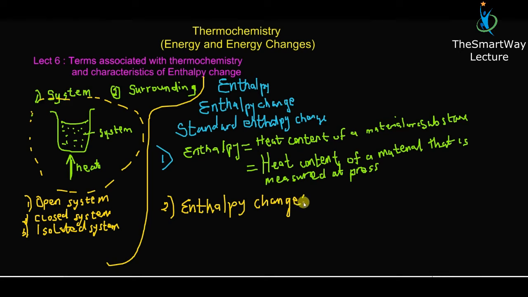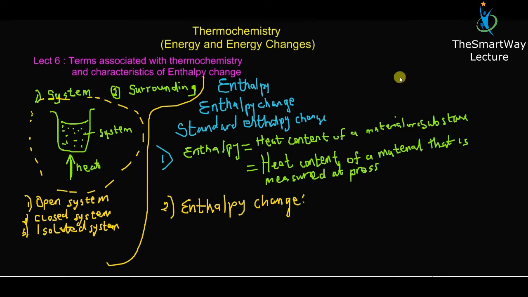Now, because it's a change, it means that there is an initial state and a final state. The difference in the enthalpy between the initial state and the final state is measured at conditions. Remember we said that enthalpy is measured at conditions, so it's very important. At a particular condition of pressure and temperature, the heat that you measure from a system is what we call the enthalpy change.